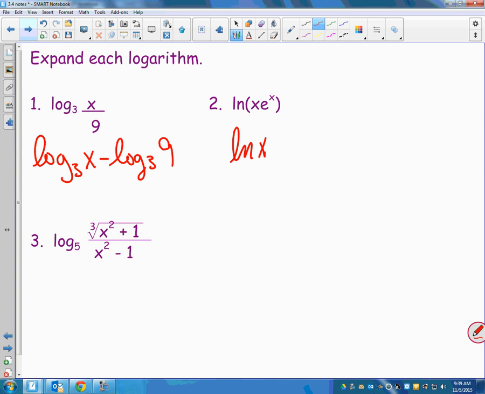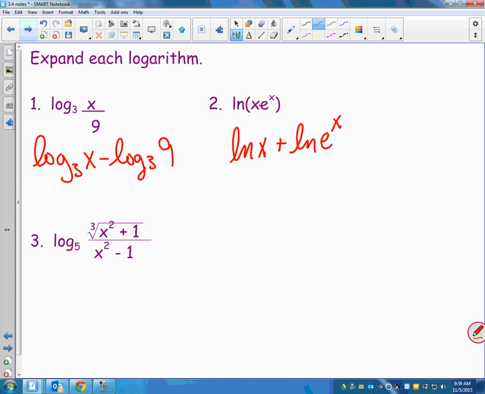Division means subtraction. Multiplication means addition. Right? So that's the basic property. And then you have to look further. Why would I want to break them up? Maybe I can simplify it a little bit more now.